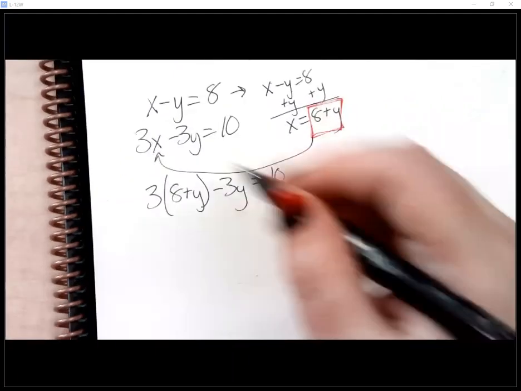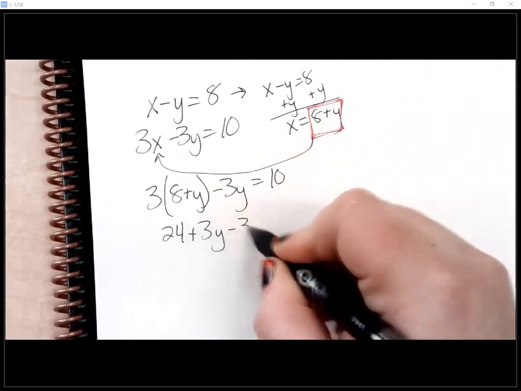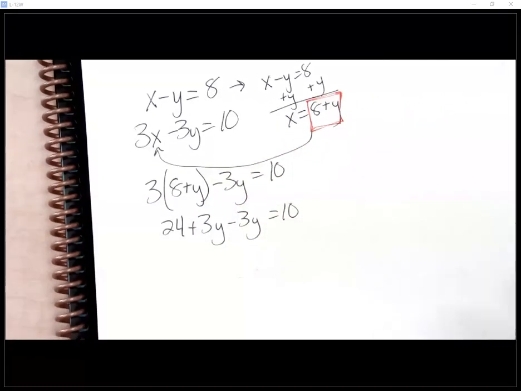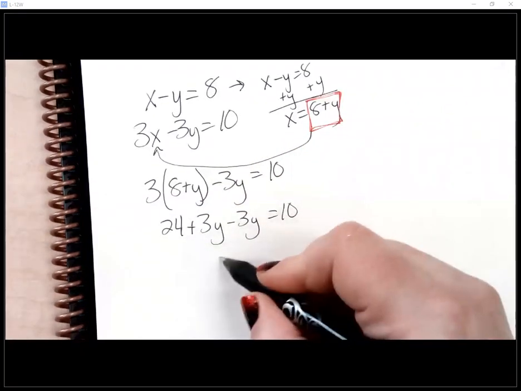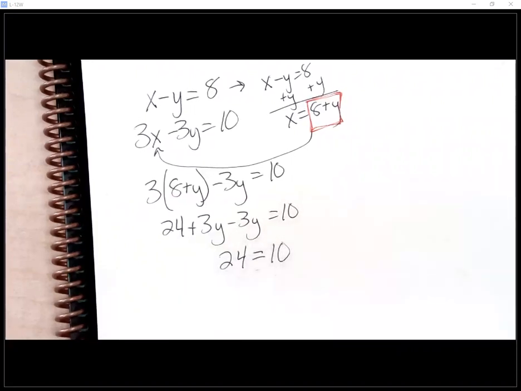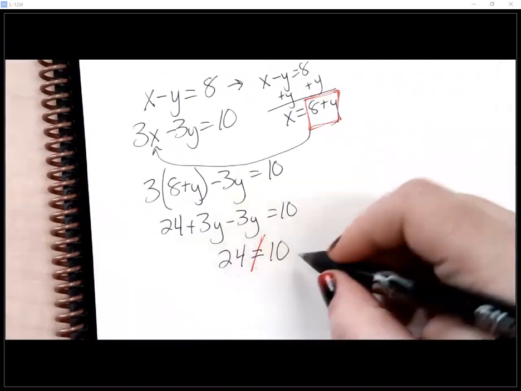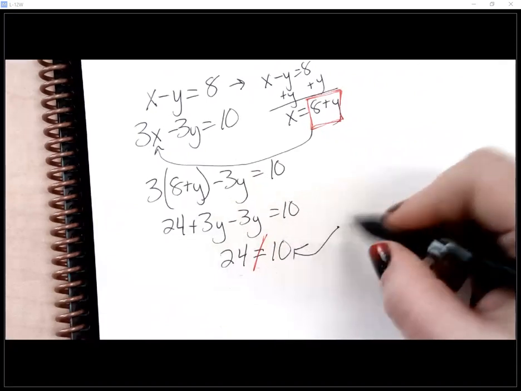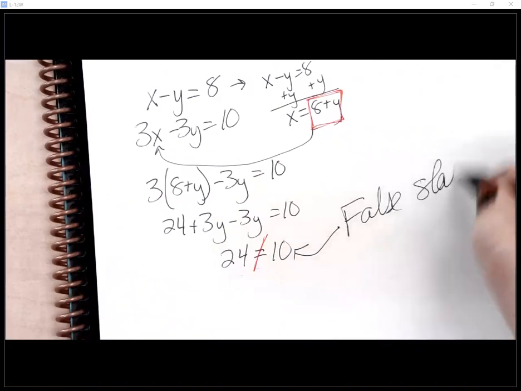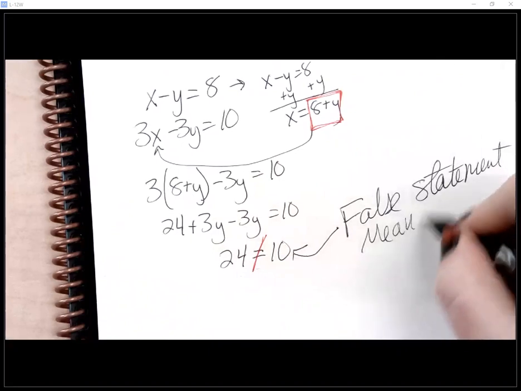So for my remaining variable, again, my y's just so happen to cancel out. Positive 3y minus 3y. Oh, they're gone, but look what's left behind. 24 equals 10. No, it doesn't. So if you are left with some bogus statement like this, that's when you have a false statement, so there is no solution. So a false statement means no solution.